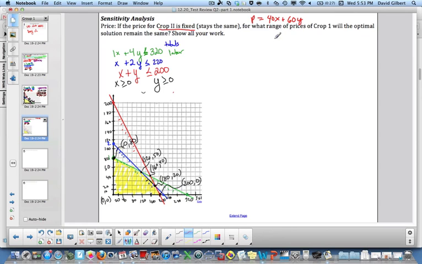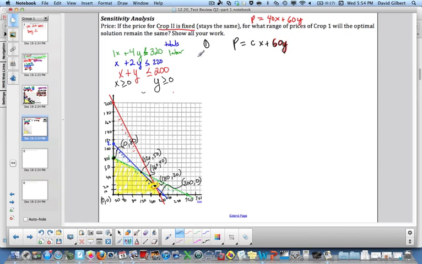So we're still going to have the 60y, and then what will the range of prices on crop 1 still give us our optimal solution, which was this point here, right? So 180, 20 was our optimal solution. What values for a price for X, crop 1, will maintain that as our optimal solution? So step 1 is we first plug C in, so P equals CX plus 60y.